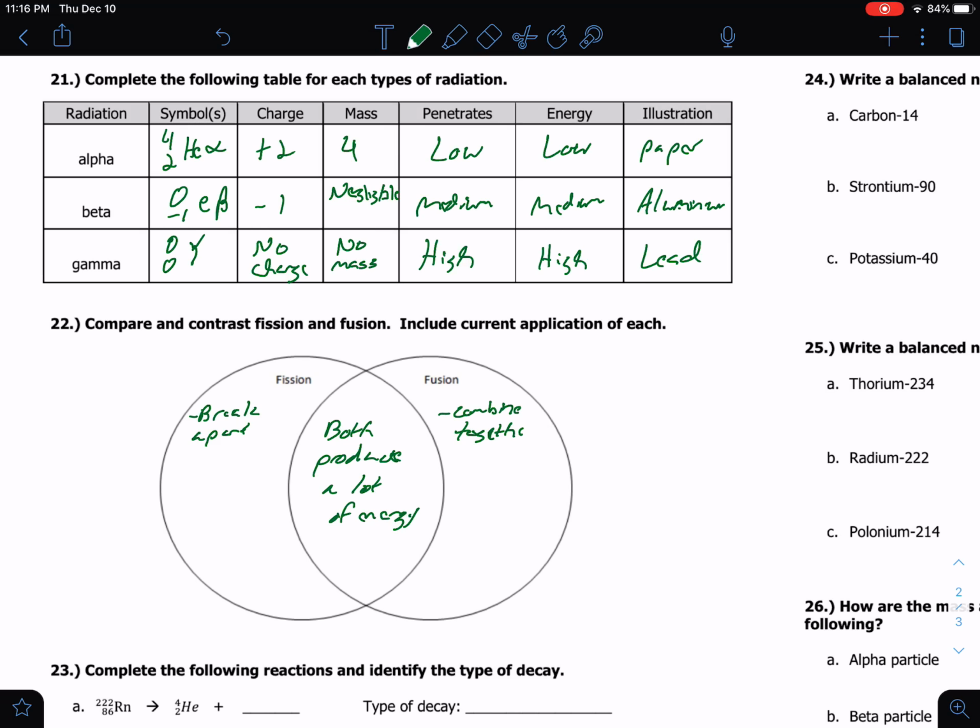Fission is usually found in nuclear reactors, so that's when we're breaking apart things like uranium. But it is very radioactive. Fusion is when we combine hydrogens to make helium. Now, I could write out a lot more in depth, but we have that on the key. So I'm just explaining the gist of what you need to know.